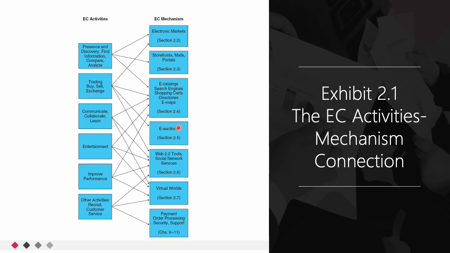And then the next one is called e-auctions. So what are e-auctions? Basically it's bidding online, like eBay. We'll talk more about it later on. The next one is the Web 2.0 tools and social networks. Basically it's like social media, like Facebook and Instagram, and tools like blogs and wikis that help businesses engage the customers.